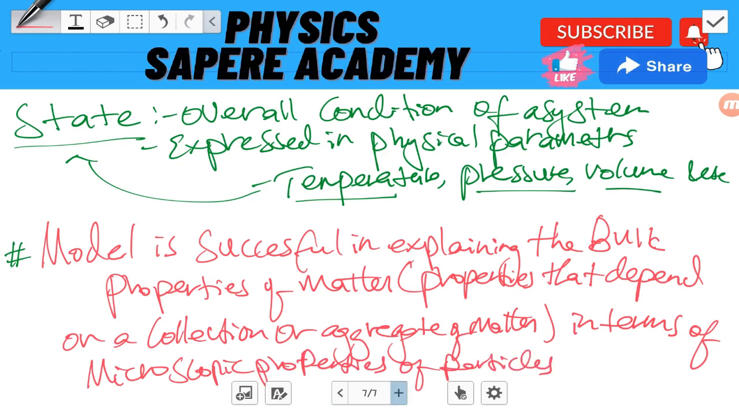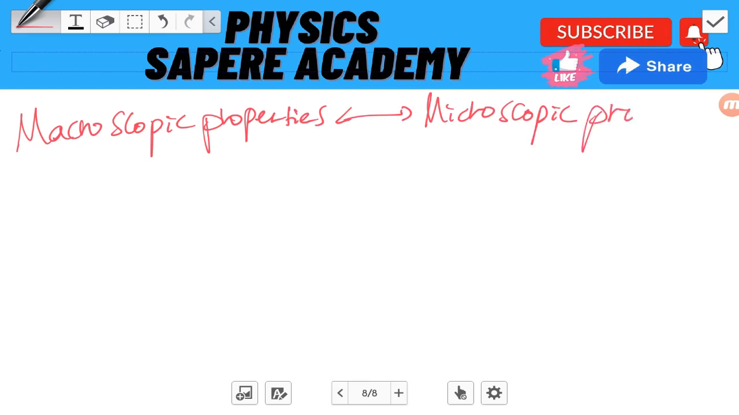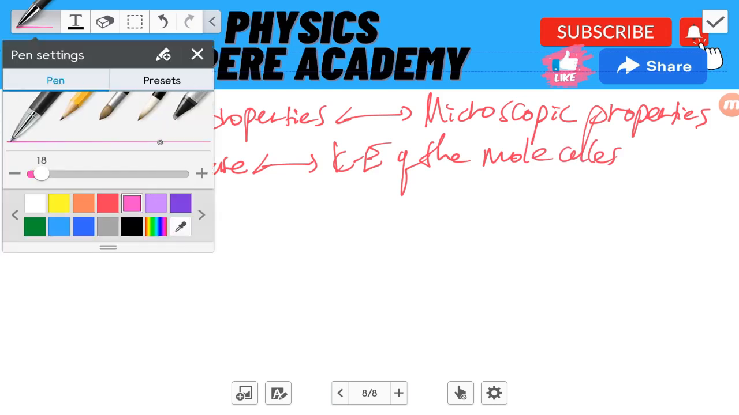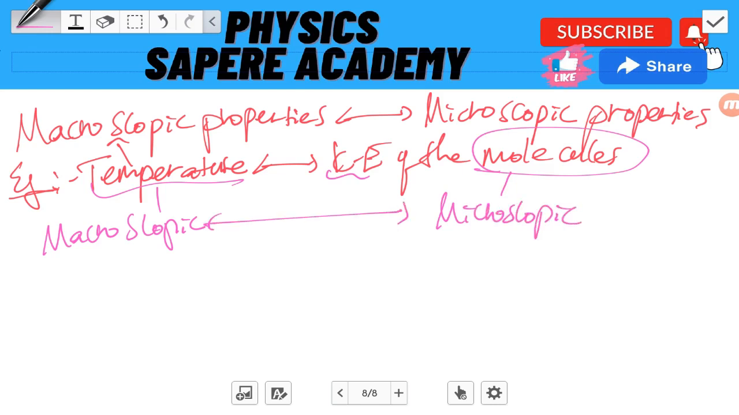So what is the other job of thermodynamics? These macroscopic properties, macroscopic properties, what do we correlate them with? With microscopic properties of matter. For example, when we talk about temperature, temperature is a macroscopic property. What do we relate it with? With the kinetic energy of the molecules. Temperature here is macroscopic, when we talk about the kinetic energy of the molecules, at the molecular level, it is microscopic. And thus it studies the correlation between these two properties.